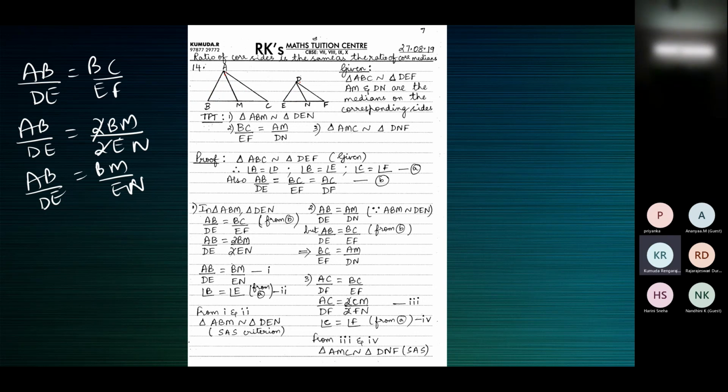When you find here, AB by DE is equal to BM by EN. So now you know that the included angles are equal. This angle is equal to this angle because triangle ABC is similar to DEF. So we already know that angle B is equal to angle E. So by SAS rule, the two triangles are similar to each other. That's how you prove that this triangle is similar to this triangle.